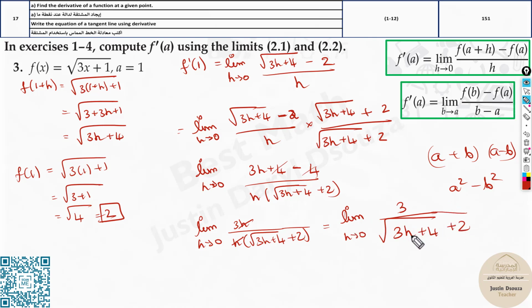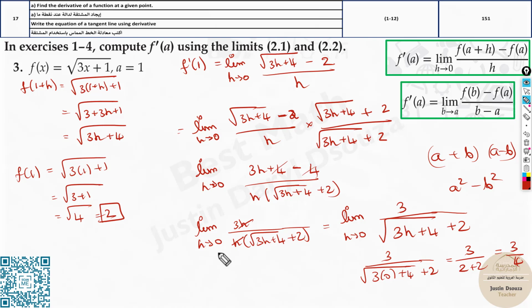Now let's apply the limit. Limit h is 0, so it will be 3 divided by square root of 3 times 0 plus 4, and then over here we have plus 2. If you put this entire thing in the calculator, you can get the answer. Over here, what's going to happen is 3 times 0 is 0, so it's 4. Radical 4 is 2. So it's basically 3 divided by 2 plus 2, which is 3 by 4.